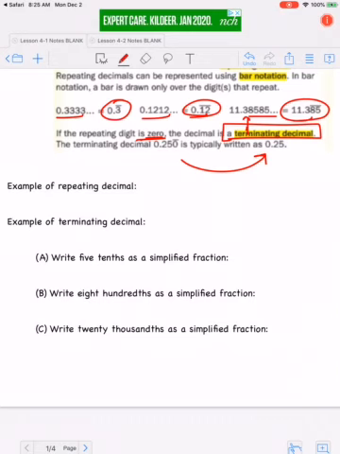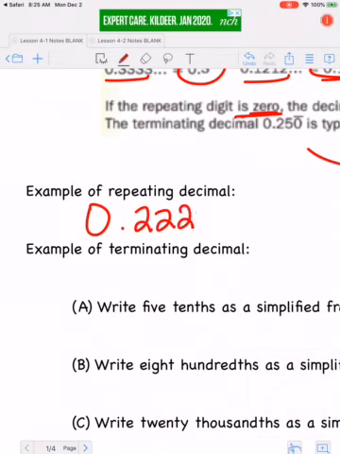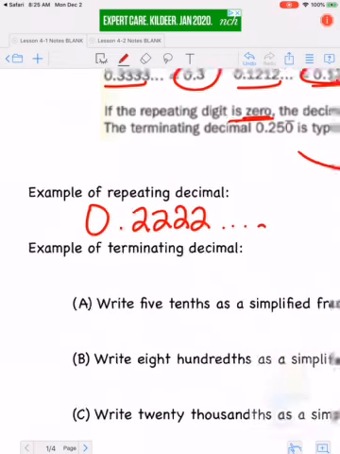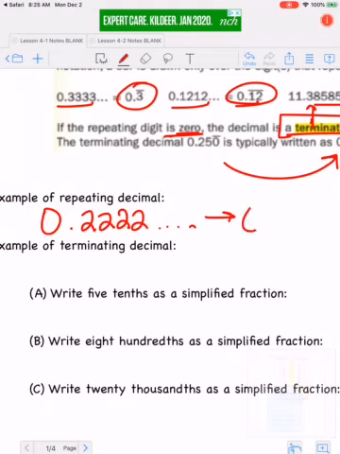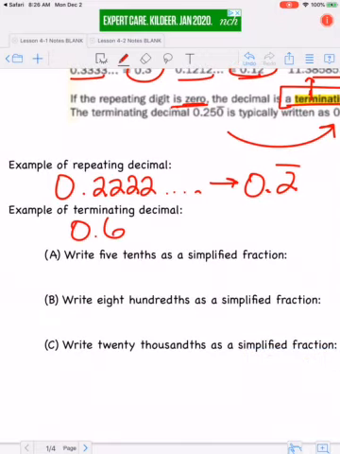So an example of a repeating decimal, we can give another one: 0.2222..., and then you can rewrite that as 0.2 with your bar notation over the 2. An example of a terminating decimal would be something that just ends. So 0.6. Another example is 0.123. There's nothing after it, it stops.